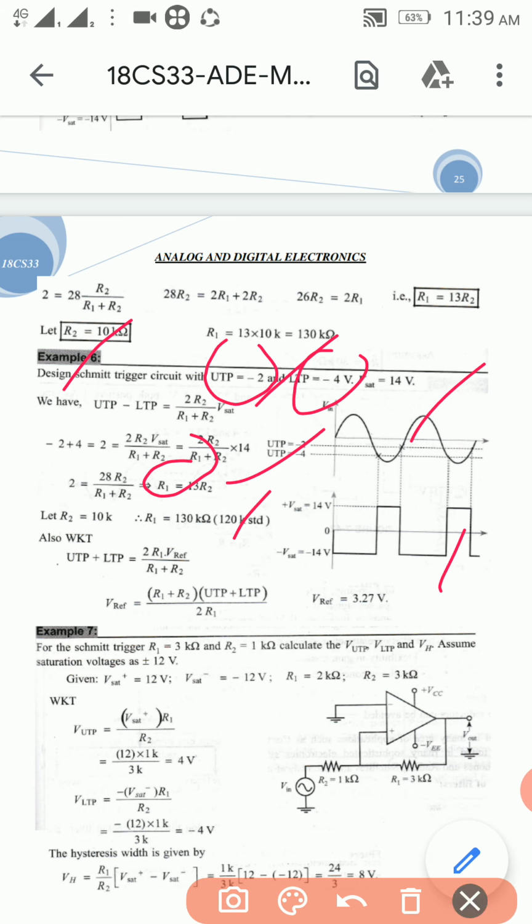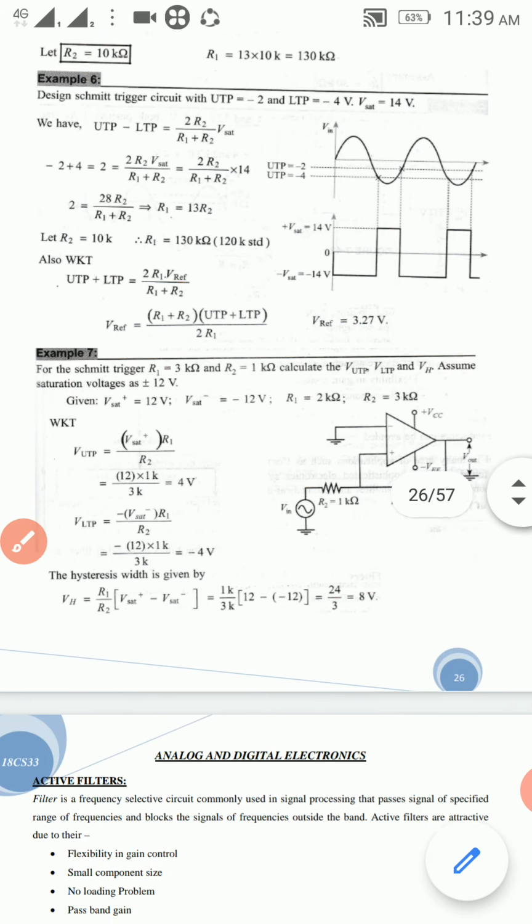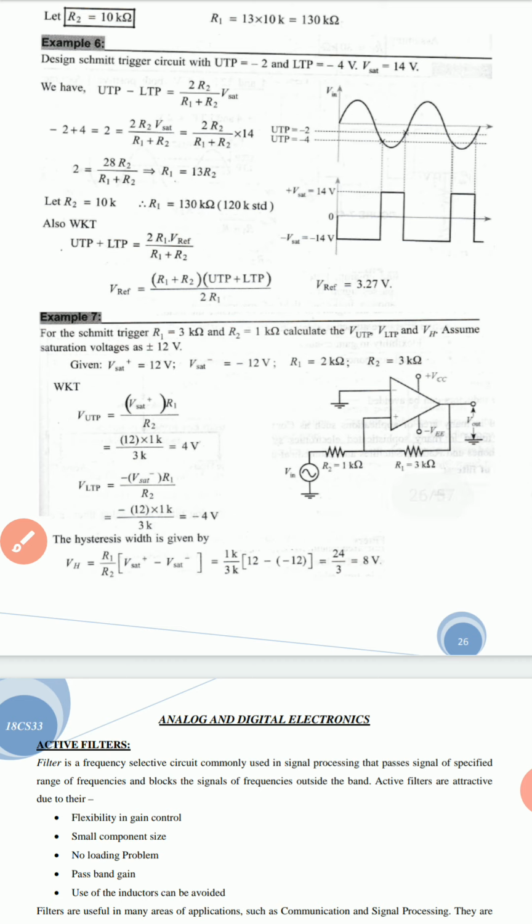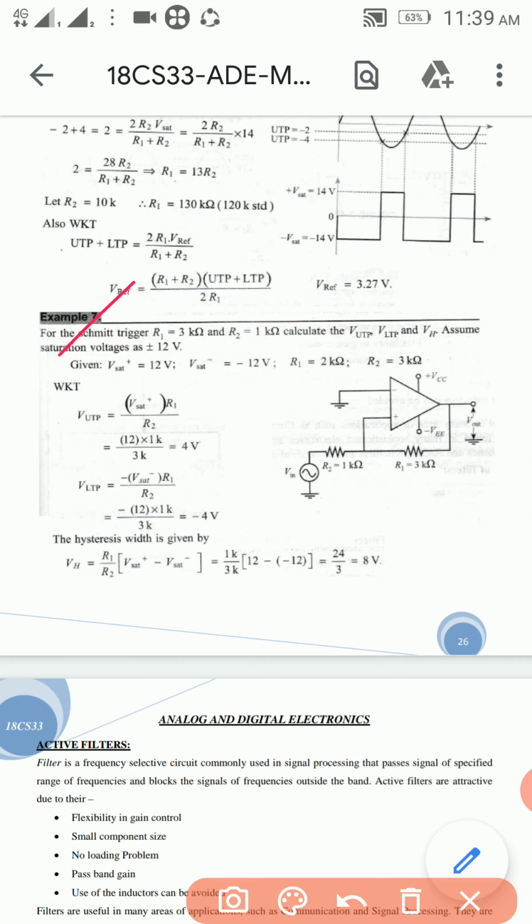The next problem is this one. For the Schmitt trigger, R1 is equal to 3 kilo ohm, R2 is equal to 1 kilo ohm, and find VUTP, VLTP, and VH. Assume the saturation voltages are plus or minus 12 volt. So VSAT plus and VSAT minus have been given, and R1 and R2 have been given.